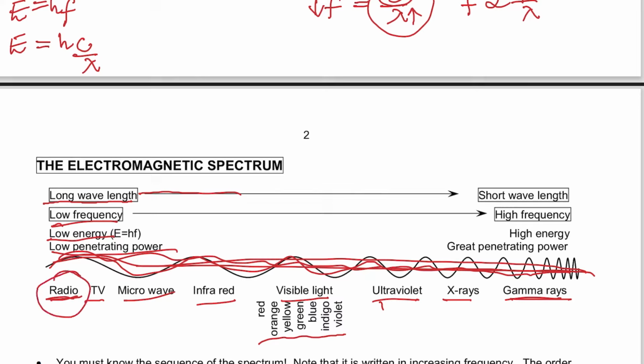So this end has a lower energy and lower frequency but a longer wavelength, right? And the gamma rays here have a greater energy, greater frequency, and shorter wavelength, right? That's very important, guys, to understand that.